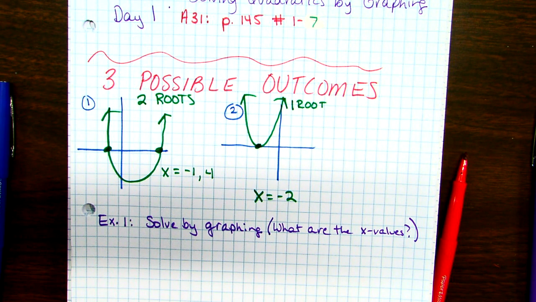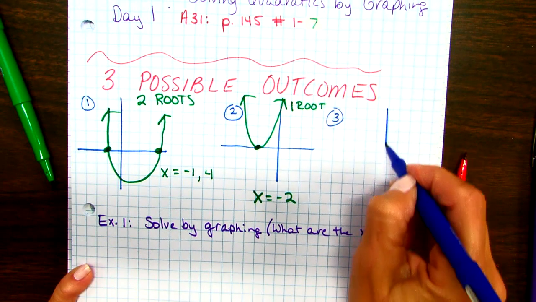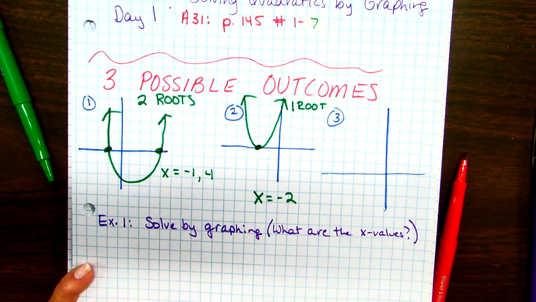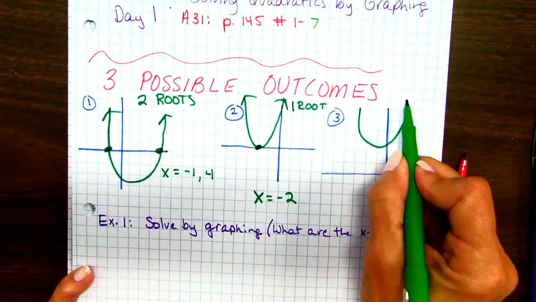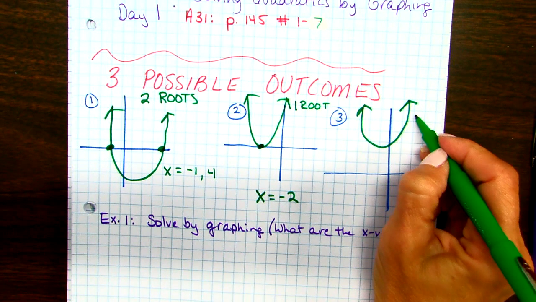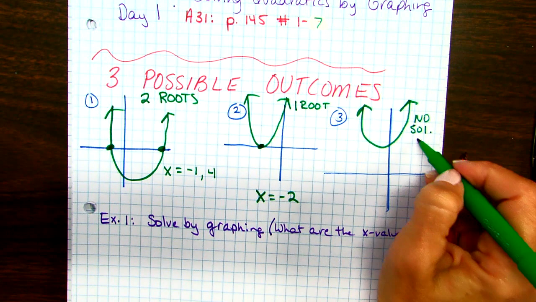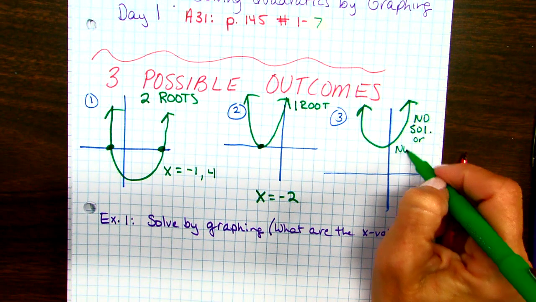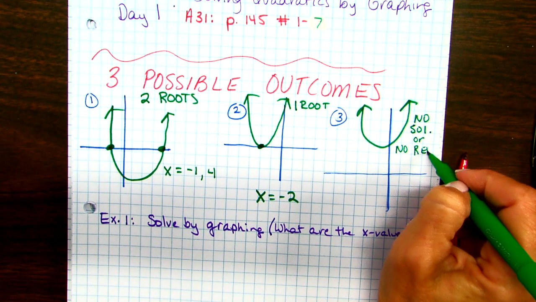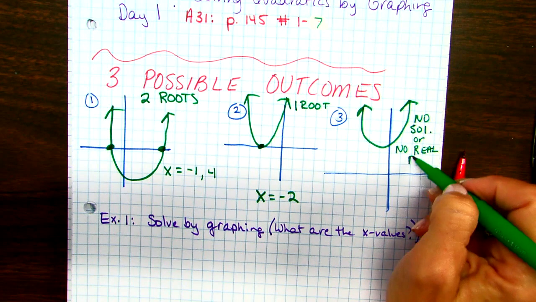So what do we think the third option would be? No solution. So what would that look like? Do we ever graph where the parabola doesn't hit the x-axis? Of course. How about this? You know it's going to keep going up forever. It doesn't hit the x-axis at all. So this is no solution, or you might see it say no real. Sorry, that says the word real. I squeezed it in. No real roots.